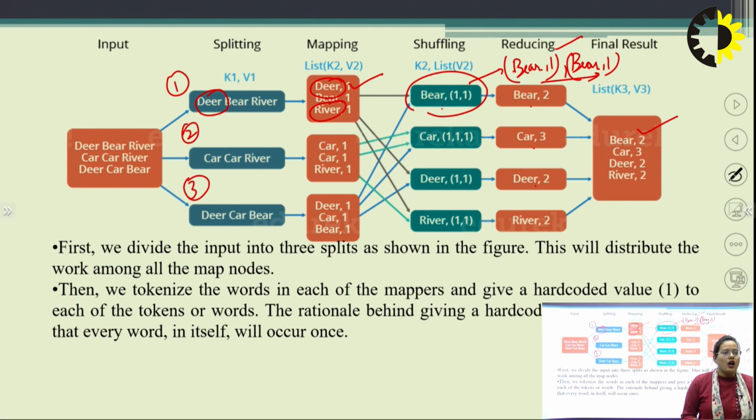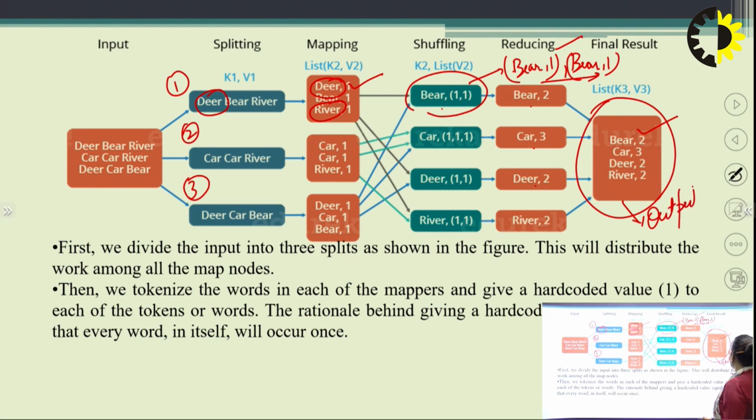Finally, all the output key value pairs are collected and written in the output file. This is the final output and it is written in the output file, output.txt. So we can see in that example, this is an example of MapReduce.